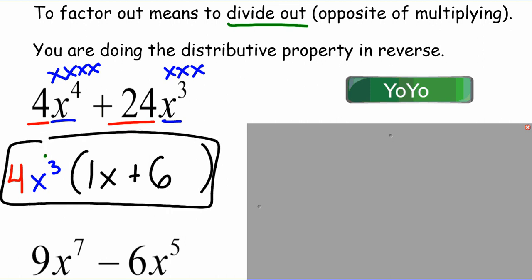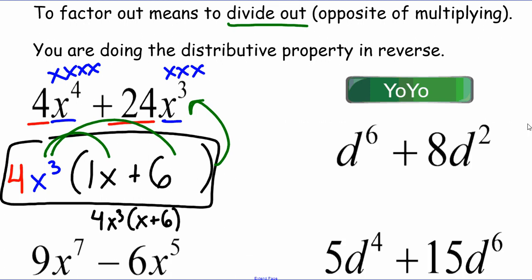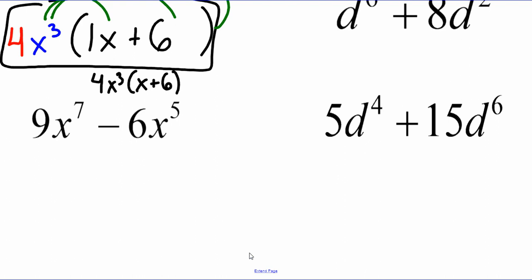How would you know that you're right? Because if you distribute back through, you're going to get that as your final answer. You would see the book write it like this, though, just be aware. You're going to see the book write this as 4x cubed times (x plus 6). They don't usually put the 1 in front of the variable. It would just be implied. So there's that one. Let's try one more before I have you try.